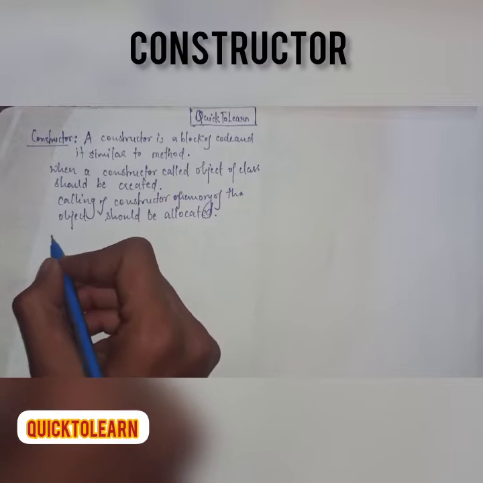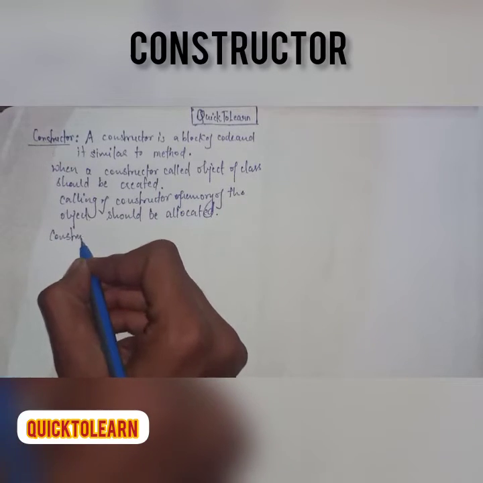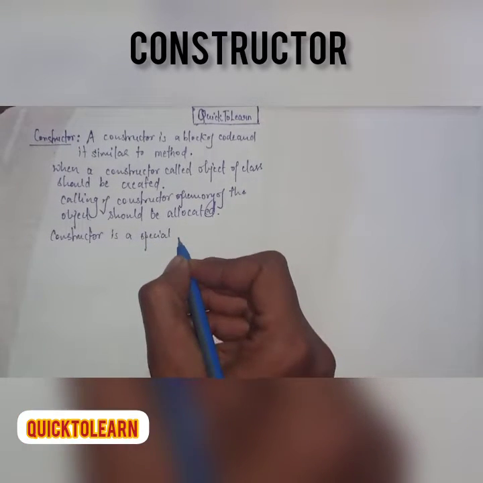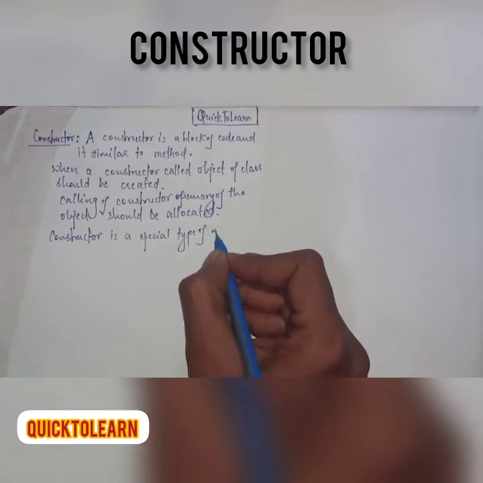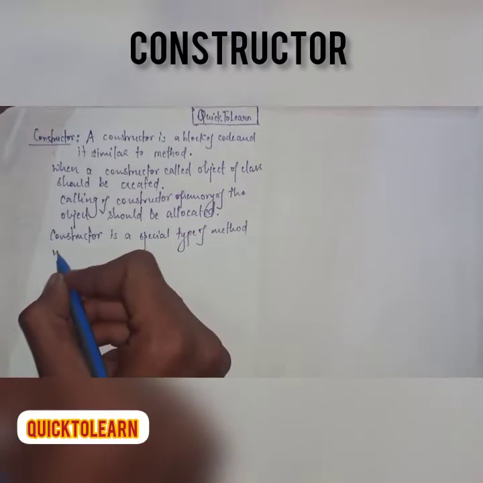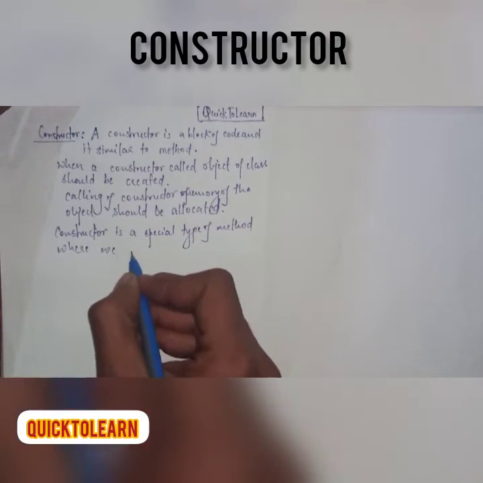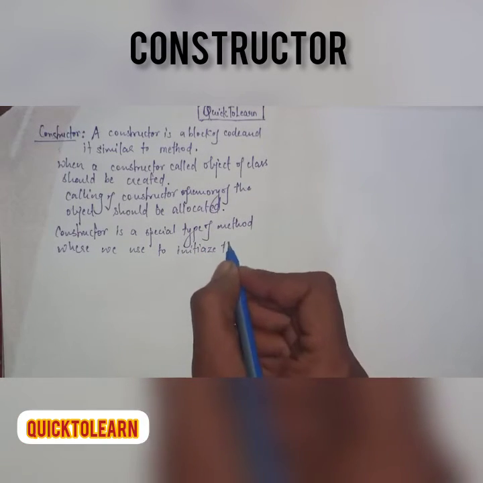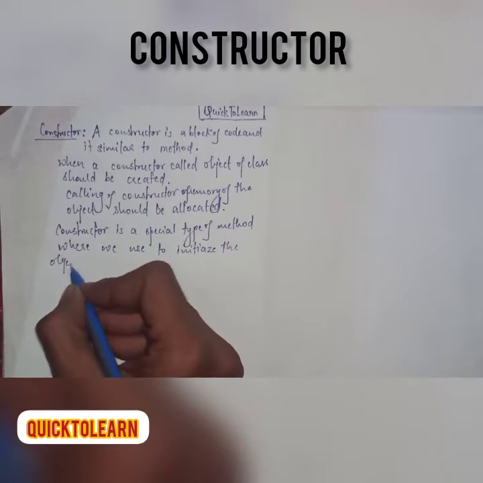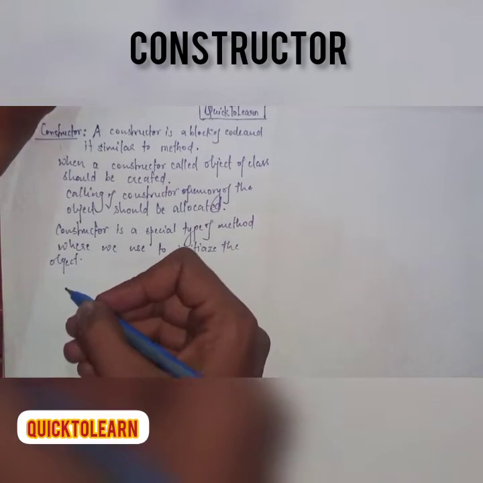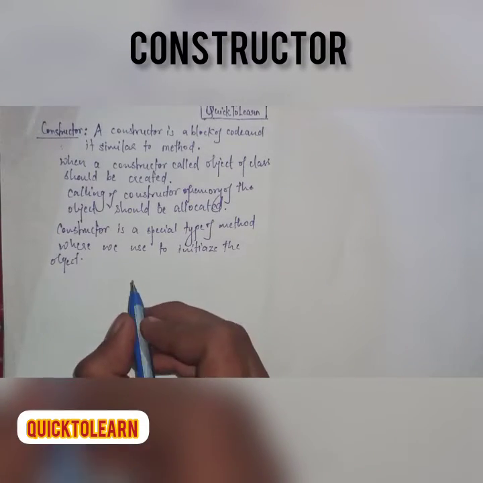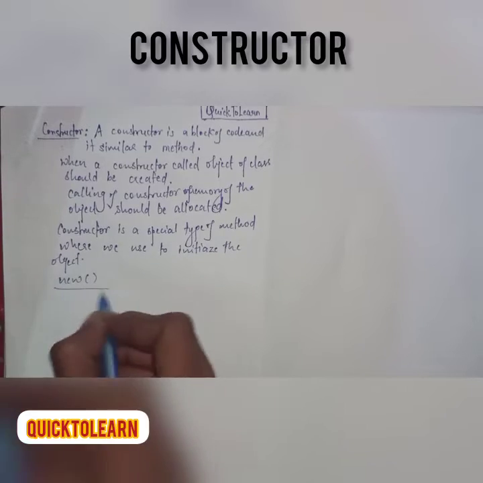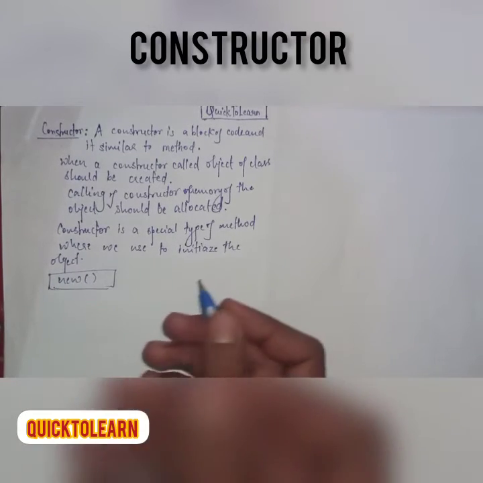And a constructor is a special type of method which we use to initialize the object. It is used to initialize the object every time an object is created using the new keyword. The new keyword can be used to create the object of the class.